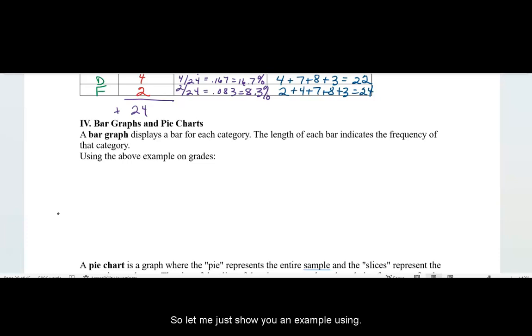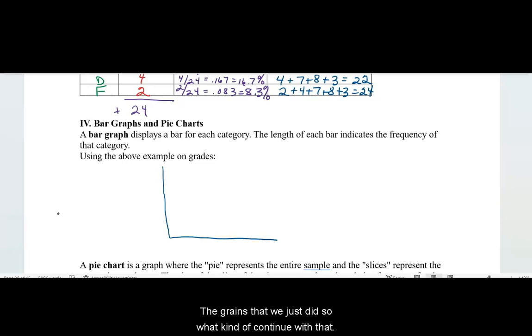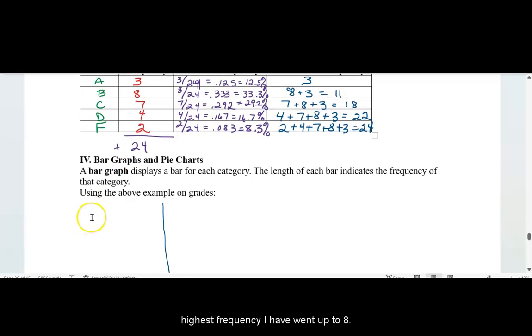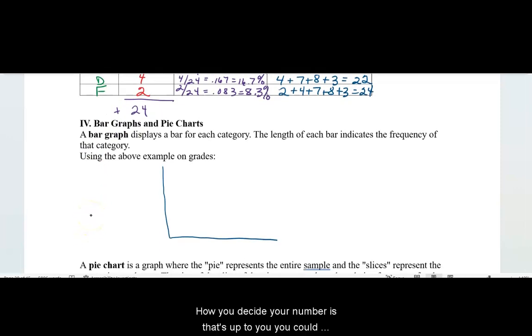So let me just show you an example using the grades that we just did. So we'll kind of continue with that. With a bar graph, so you're going to pick your frequency. So I'm going to go back up here. The highest frequency I have went up to 8. How you decide your numbers, that's up to you. You could go by 1s, you could go by 2s. This part, there's no just one right answer. I'm going to go by 2. So I'm going to go 2, 4, 6, 8, and I'm going to go up to 10.